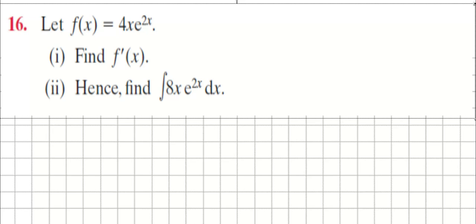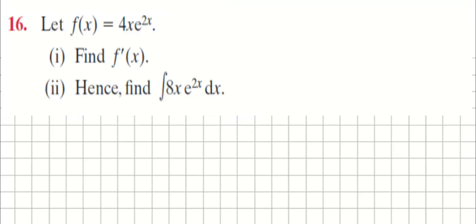Let f of x be 4x e to 2x. Find f dash x. No hassle. I'm going to use the product rule of differentiation. u can be u, v can be v.